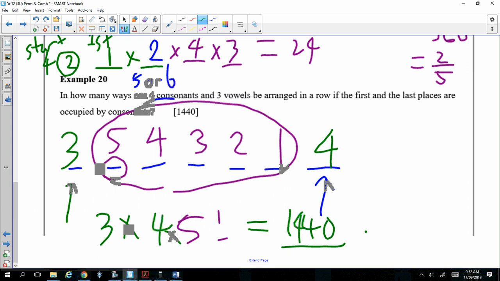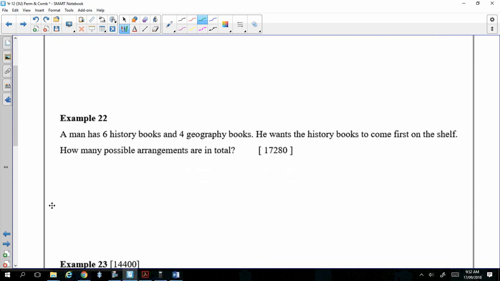22. How many ways can 6 history books and 4 geography books be arranged if he wants the history books to come first? Okay. All right, so maybe Richie. What's your way to do it? So there are 10 books you have to arrange. You have to put the history books first.